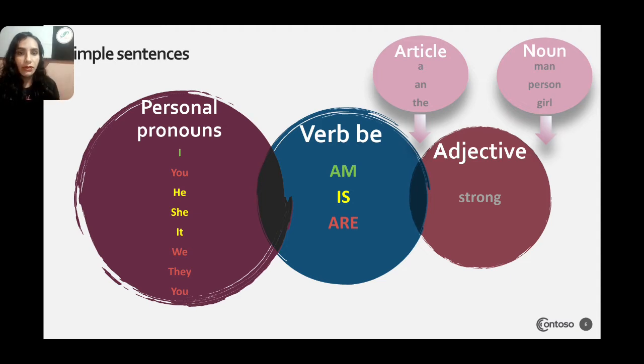You are strong. Why do we repeat the personal pronoun you? Because the first one is related to you in singular, tú. And the second you in plural, ustedes. Let's continue.